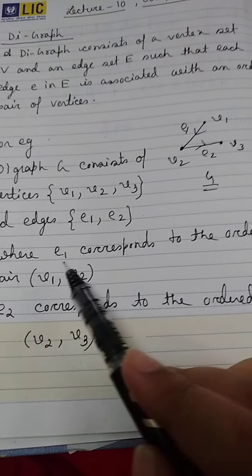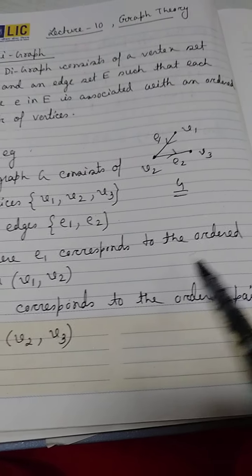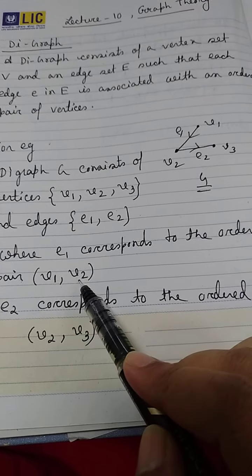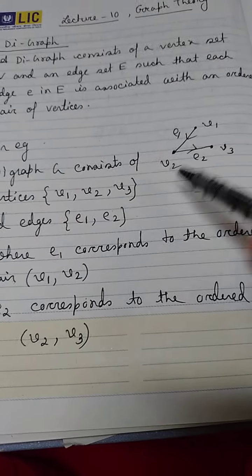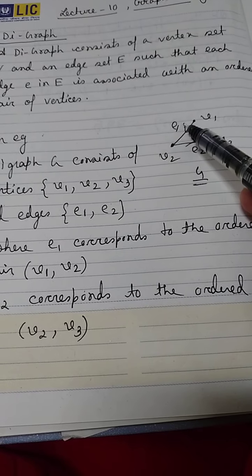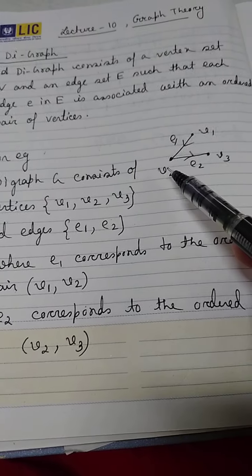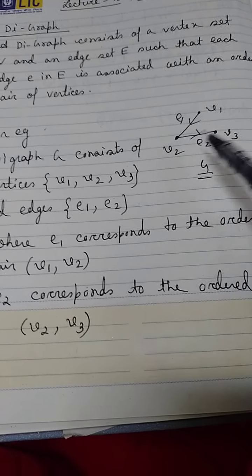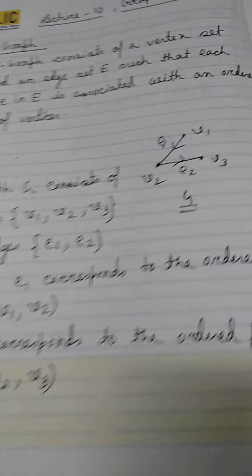So here we are writing where E1 corresponds to the ordered pair (V1, V2). So this is an ordered pair V1 V2. That means from V1 to V2 there exists an edge, so we are giving the direction here. And here also from V2 to V3 there exists an edge, so we are giving the direction in this way. Okay, so this is a digraph, that means directed graph.